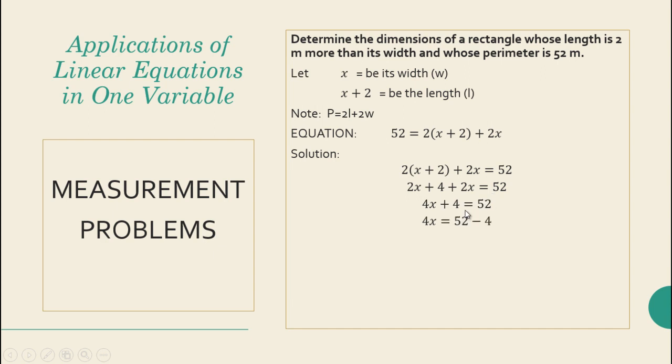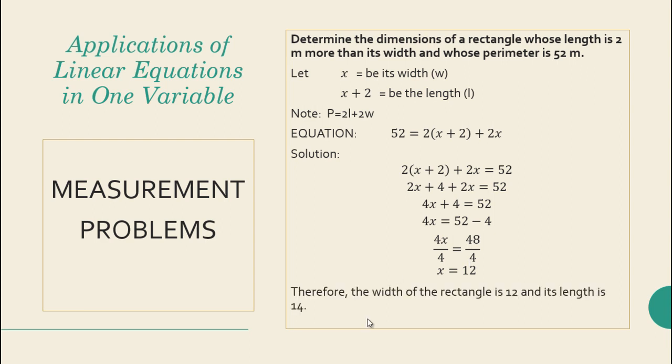Solve by linear equation. Adding addition property of equality. Therefore, we have 4x equals 52 minus 4. 4x equals 48. Divide both sides by 4 to get our x, which is 12. Therefore, ang atong dimension. Therefore, the width of the rectangle is 12 since x man. And its length is x plus 2, 14 meters.